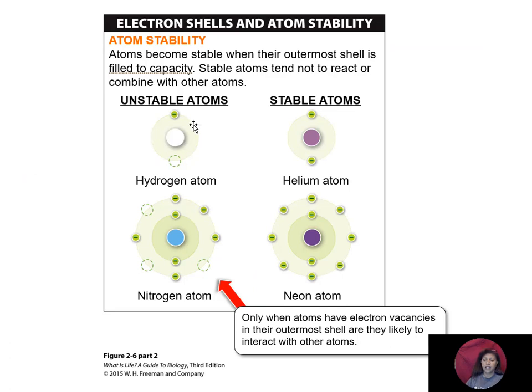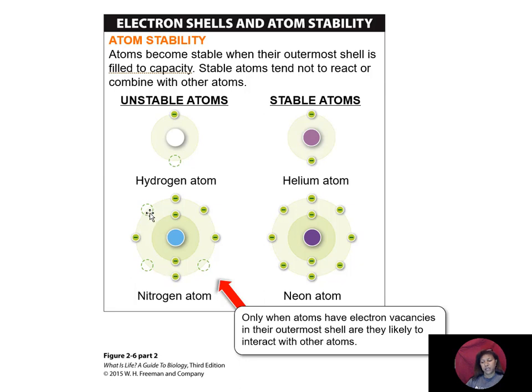So here we're looking at unstable atoms. We have hydrogen. It only has 1 electron. It has a vacancy in its outermost shell because this first shell can hold 2. It only has 1, so it wants to react. It's unstable. It's a very reactive molecule. When we look at the element or atom of helium, we can see that it has 2 electrons. That means that this outermost shell is filled. It's a very stable atom. It does not want to react with another atom.